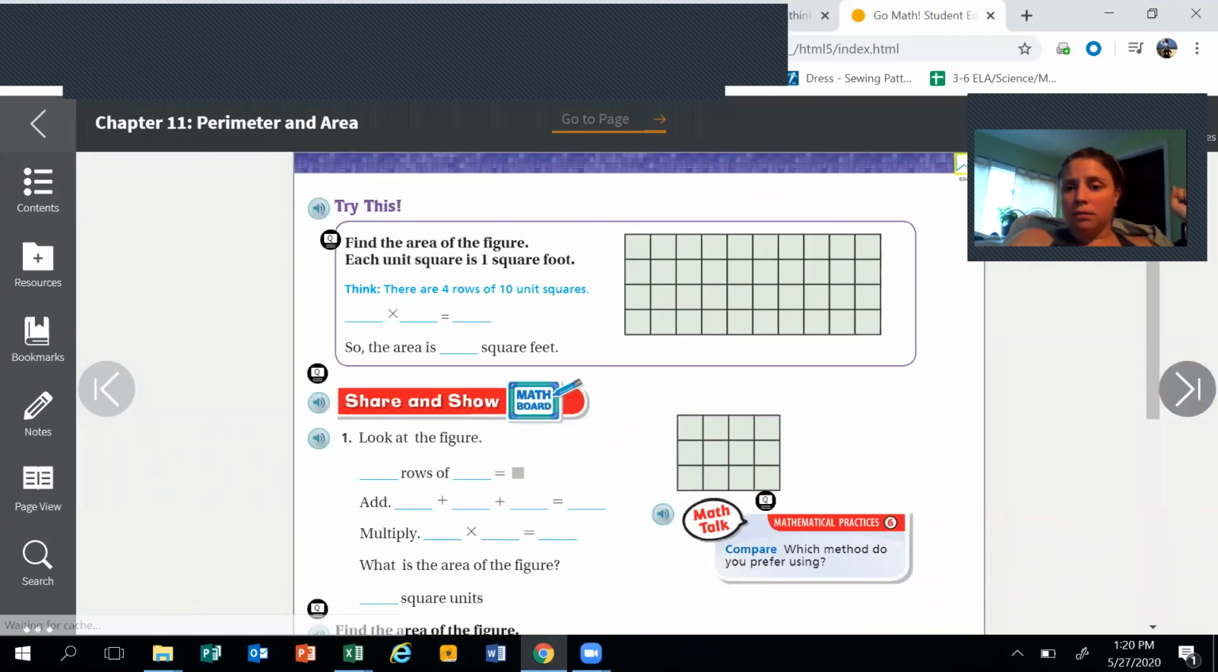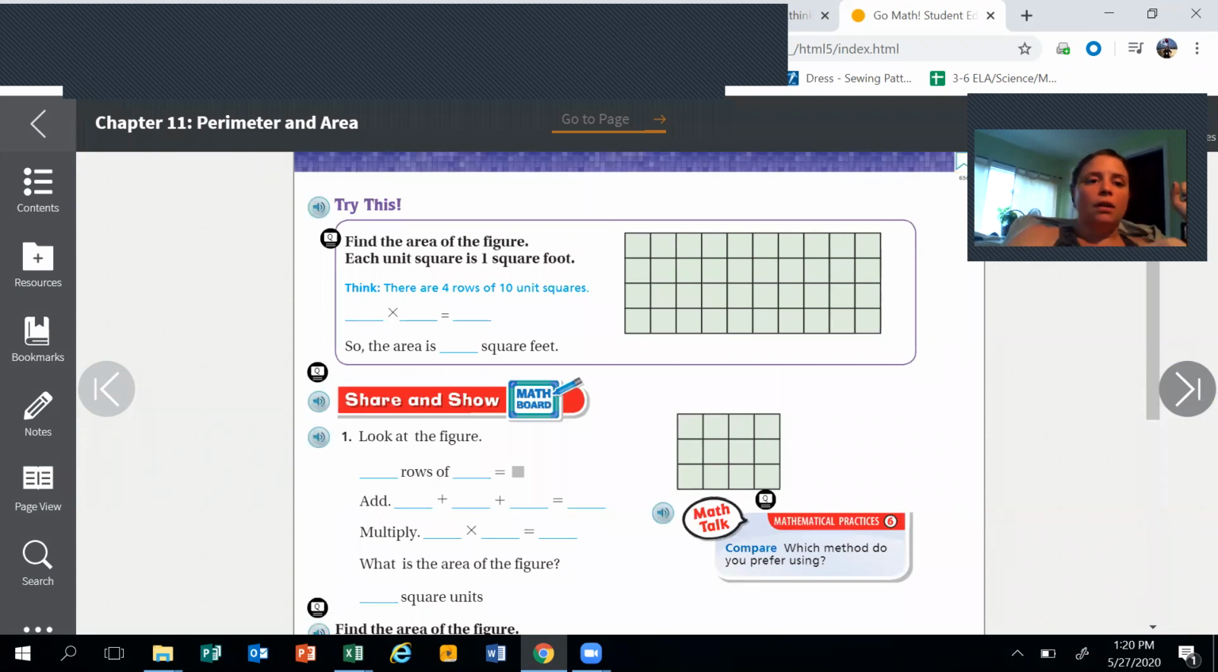All right, so this one, we'll do it together, but this one says find the area of the figure. Each unit is 1 square foot. So this one, it wants you to multiply. So we need to figure out how many rows it has. 1, 2, 3, 4 rows. And how many are in each row? 1, 2, 3, 4, 5, 6, 7, 8, 9, 10. You got this. 4 times 10. Or count by tens. 10, 20, 30, 40. What's the answer? 40. So the area of this one is 40.